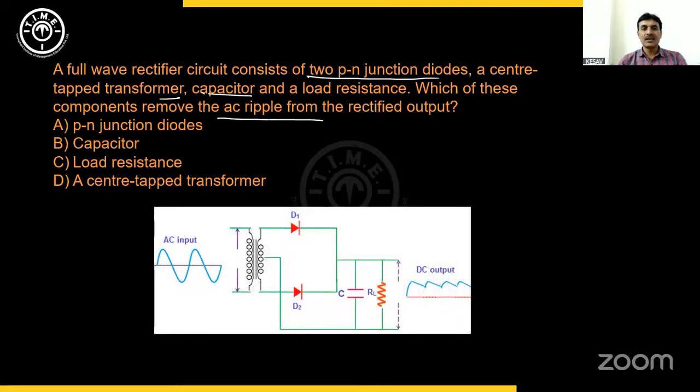See, here is the full wave rectifier. In this full wave rectifier, you have 2 diodes, a center tapped transformer, a capacitor, a load resistance. These are the components. Now to remove the AC ripple from the rectified output, what is used particularly? That is only a capacitor. The capacitor acts as an AC filter. So the capacitor is used to remove this. That means B is the right answer for this question.